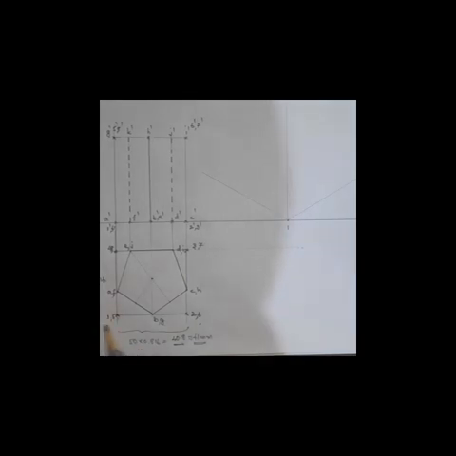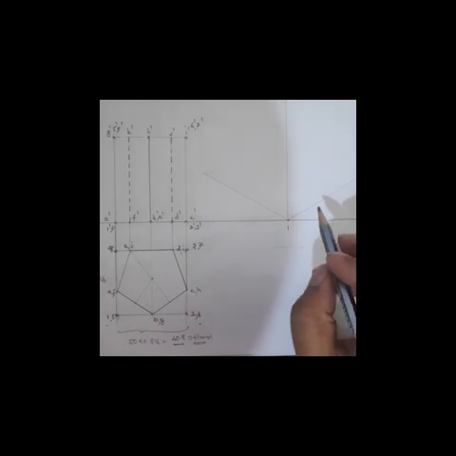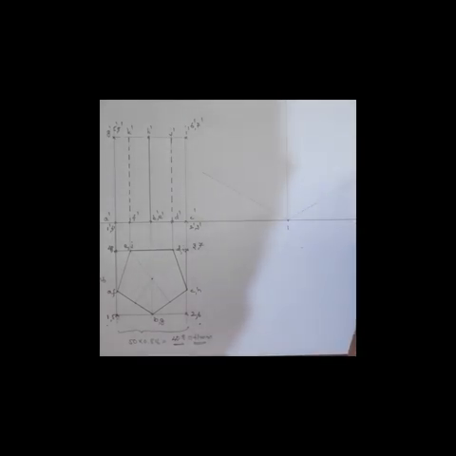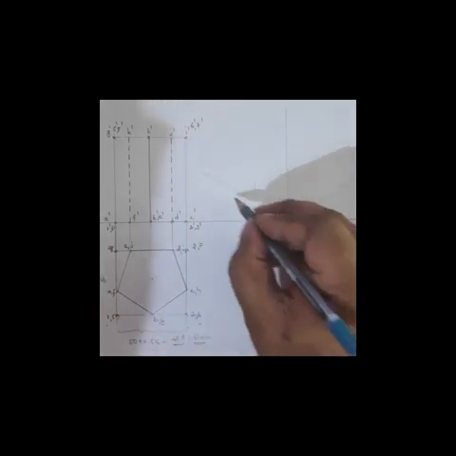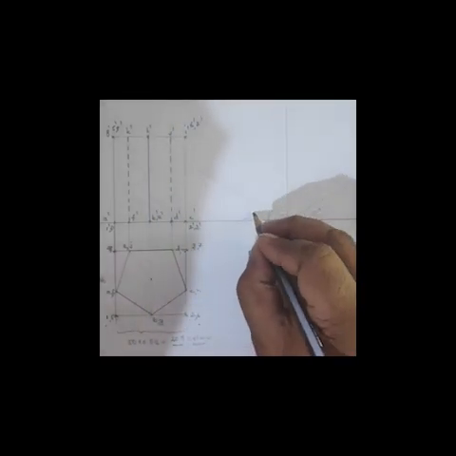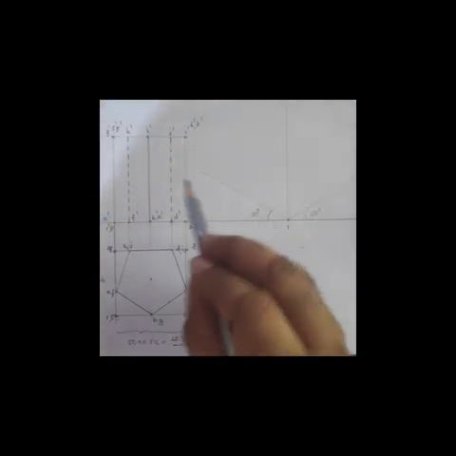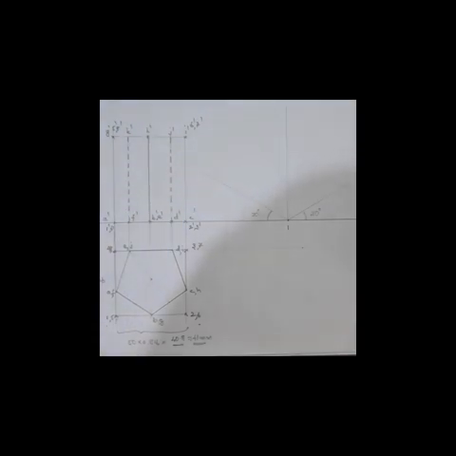This is point 1, and the corresponding position is marked here. From point 1 you have to draw a 30-degree line in this direction, and another 30-degree line in this direction. This angle is also 30 degrees. So two 30-degree lines starting from point 1 in both directions.